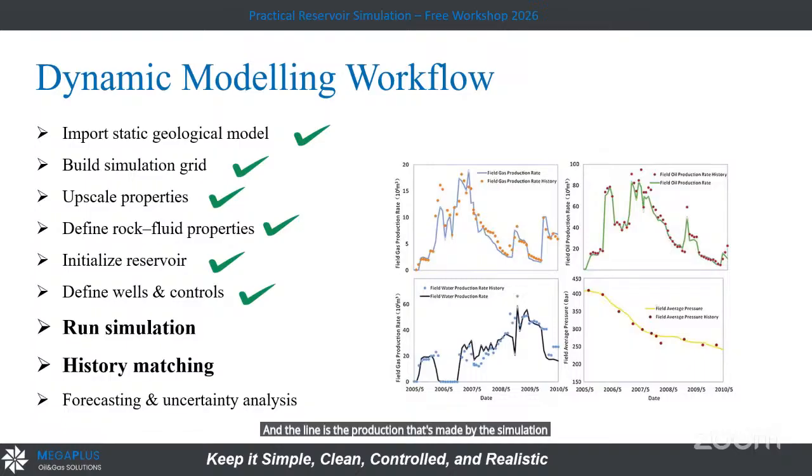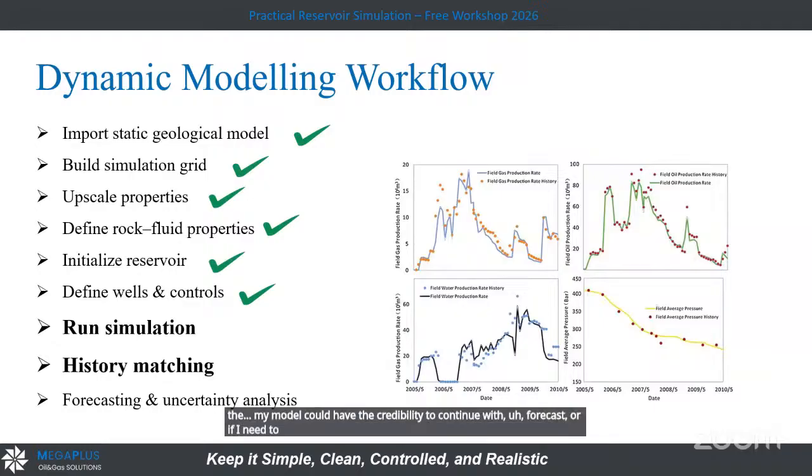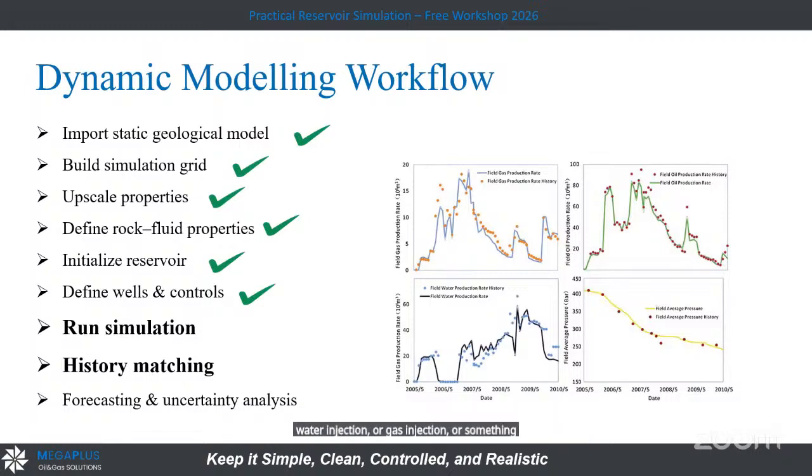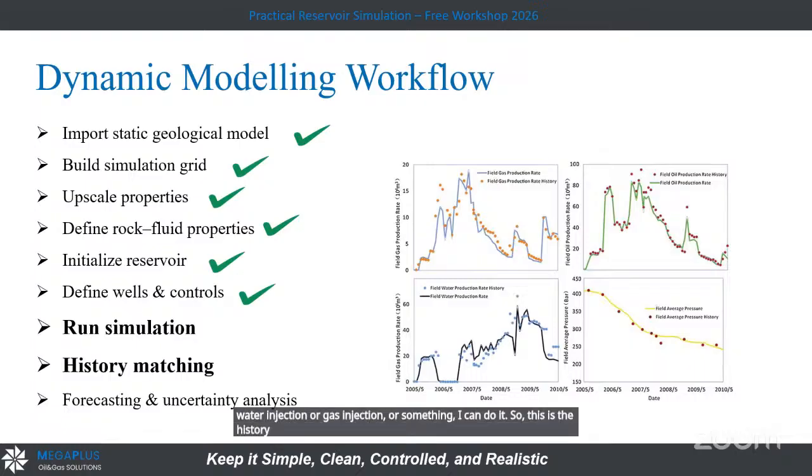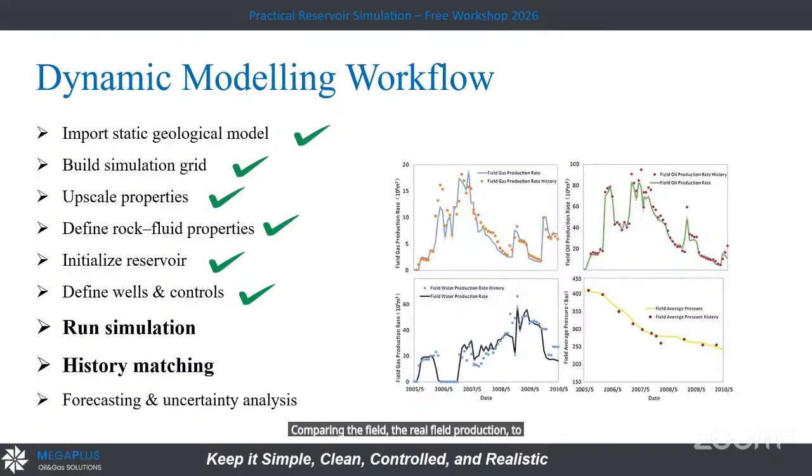So in this chart, what does it tell me? It tells me that I have done a beautiful work, that the production is matching my simulation model. So my model could have the credibility to continue with forecast, or if I need to test an infill well, or water injection or gas injection or something, I can do it. So this is the history match, the final product, comparing the real field production to the simulation production.